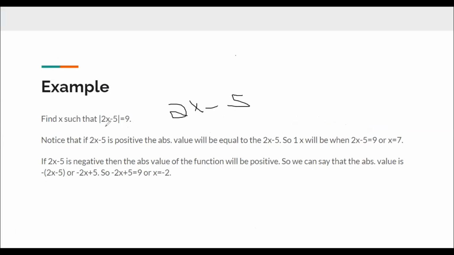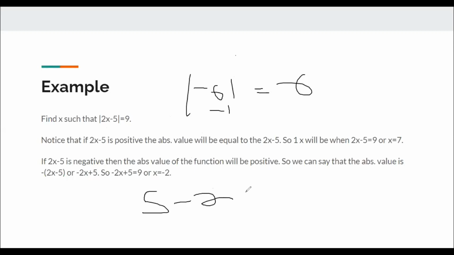Now the other case we have to consider is if 2x minus 5 is negative, then the absolute value will make it positive. And to make it positive, like when we looked at negative 6, for example, when you take the absolute value of negative 6, and this is equal to 6, to make the negative value positive, you multiply by negative 1. So to make 2x minus 5 positive, you multiply by negative 1. So it's going to become 5 minus 2x. So 5 minus 2x is equal to 9.